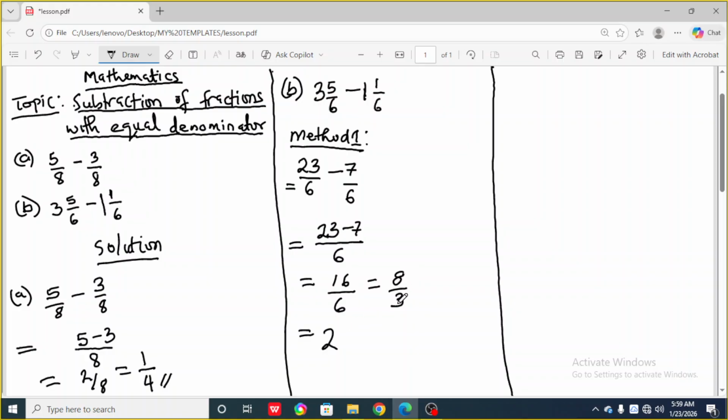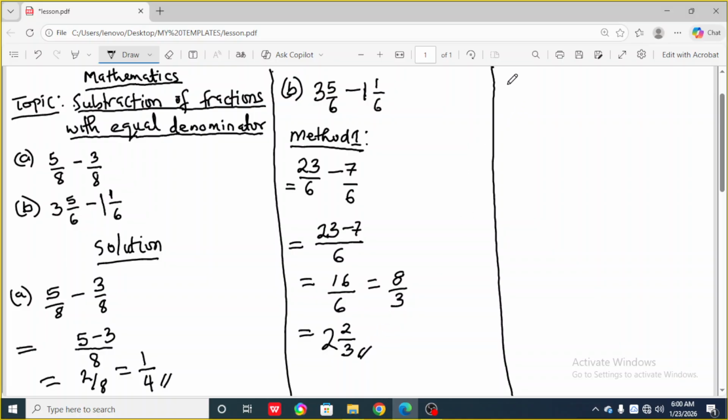3 in 2 places means 3 times 2, which is 6. So if you remove it from 8, what will be left is 2. You are having 2 over 3 as the answer. You can see that now the numerator is less than the denominator, which is proper. So this is the answer by the first method.